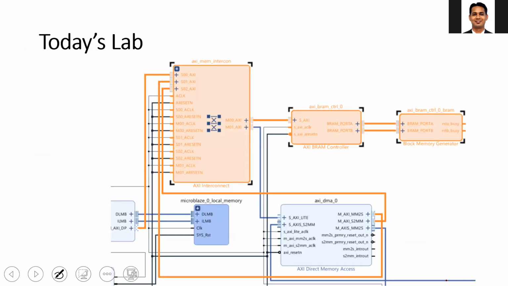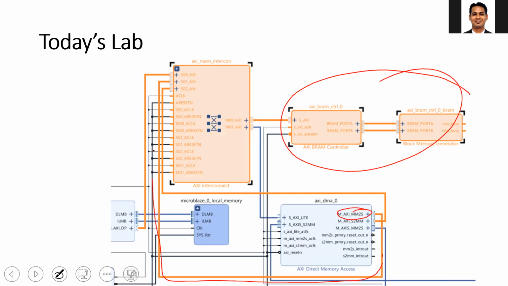Okay, so this is how the DMA is communicating with the block memory. So this is your block memory. Via the MM to S port, you can see that DMA is copying the data from the block memory, and via the S to MM port, DMA is writing the data to the block memory. And then the last step is writing the software.